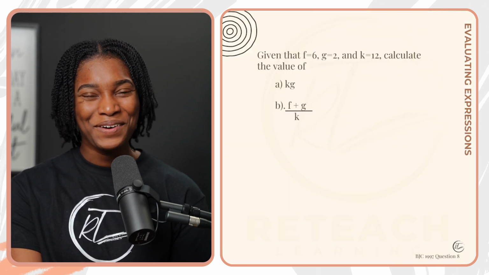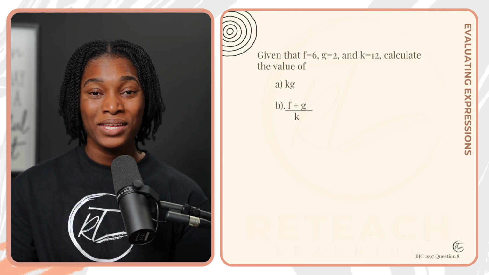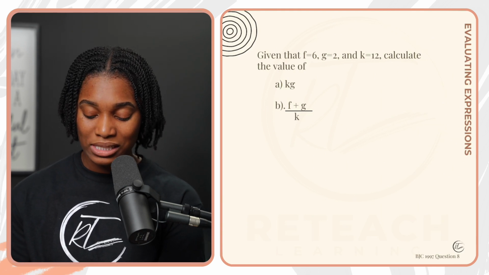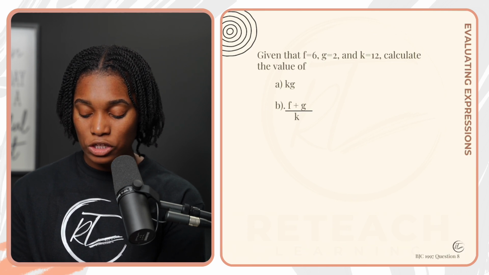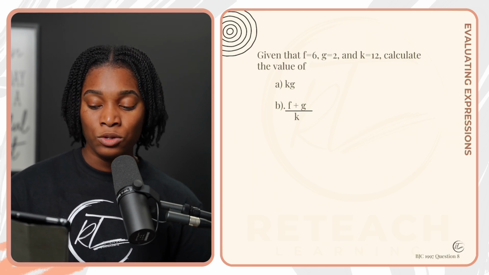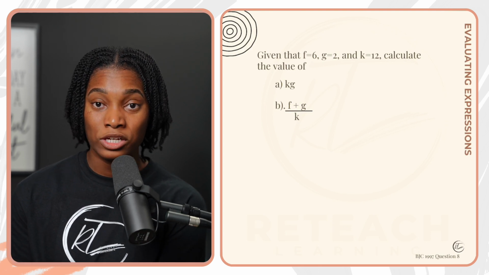Okay, so we're going to start with that actual question. They would say, okay, evaluate this or something like that. So it says, given that F is equal to 6, G is equal to 2, and K is equal to 12, calculate the value of, and we have two parts to this question.